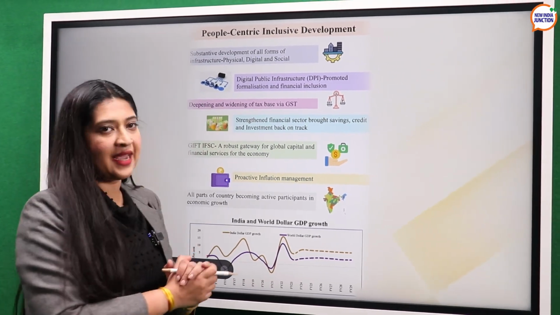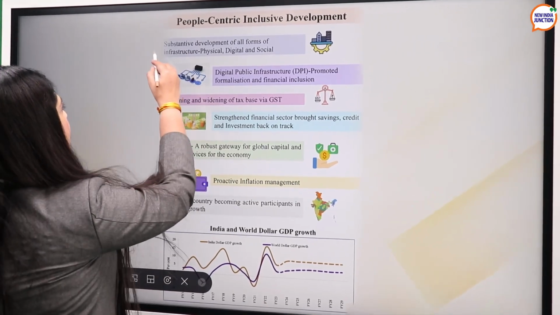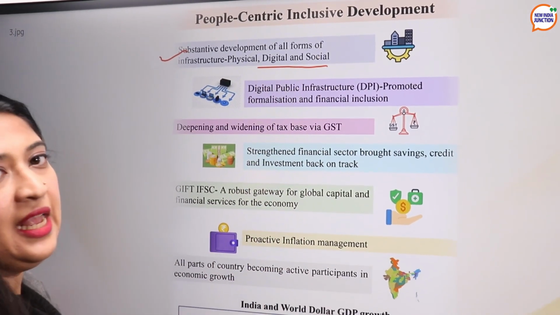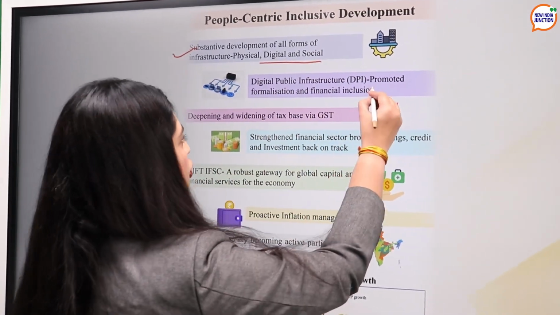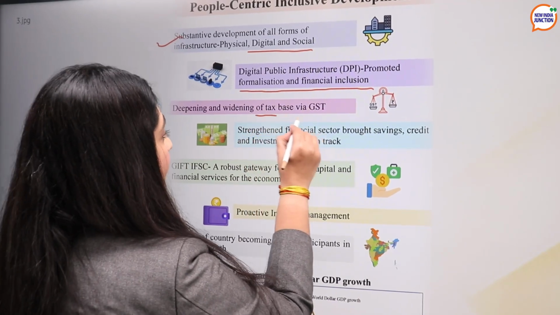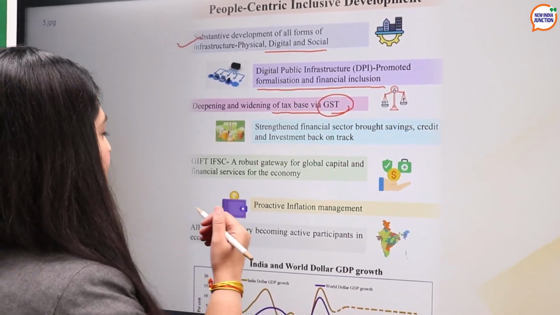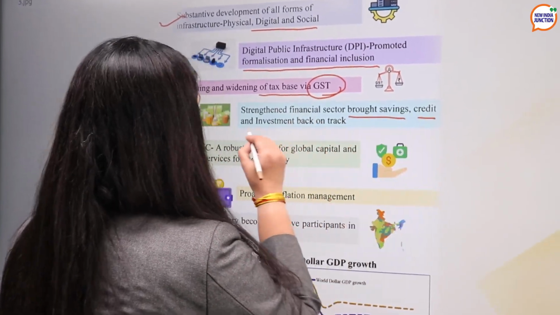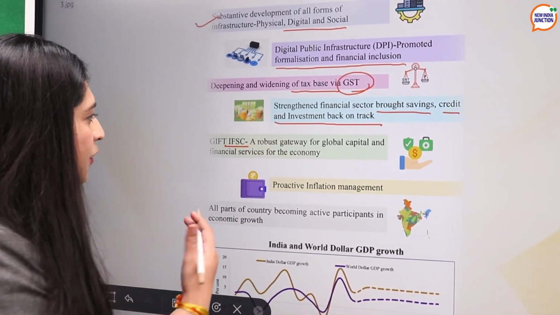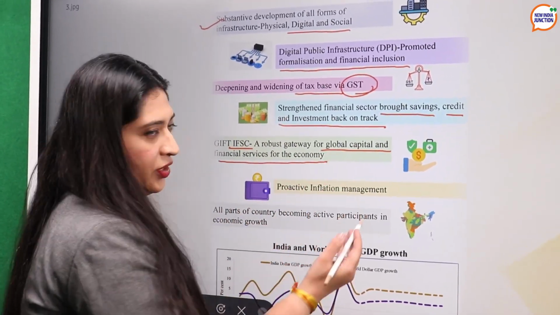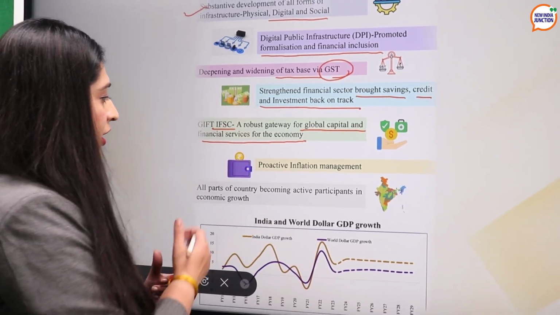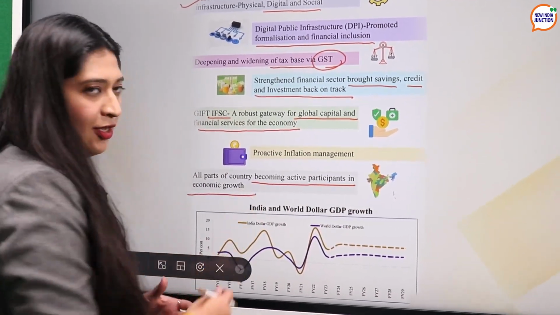Also, let's look at people-centric inclusive development. First is substantive development of all forms of infrastructure, be it physical, digital or social. Then DPI, digital public infrastructure, promoted formalization and financial inclusion. Also deepening and widening of the tax base via GST. Then a strengthened financial sector brought savings, credit and investment back on track. Also GIFT IFSC, which is a robust gateway for global capital and financial services for the economy. Also proactive inflation management and all parts of the country becoming active participants in economic growth.